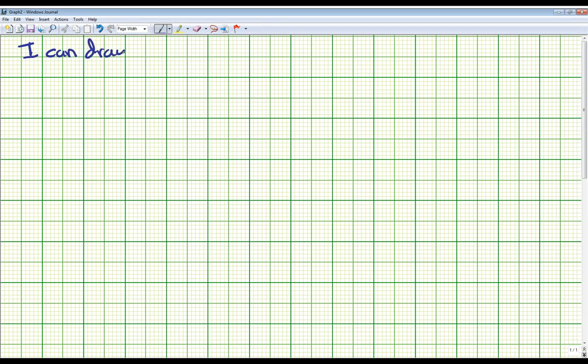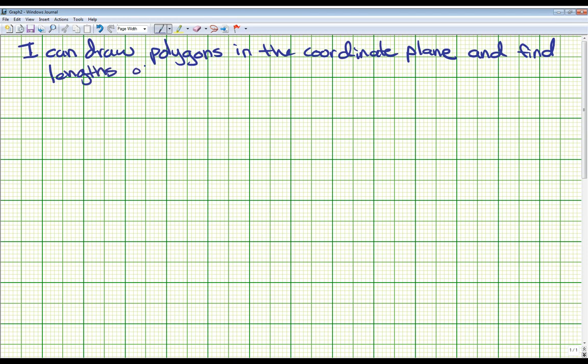I can draw polygons in the coordinate plane and find lengths of sides.